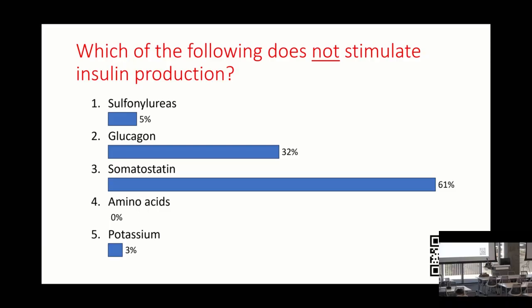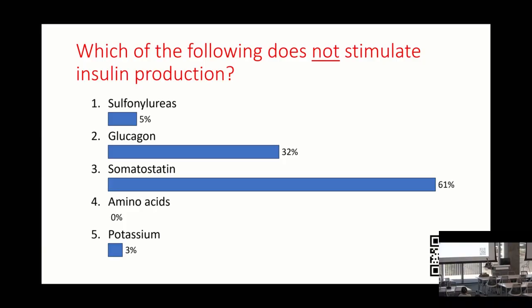And as a matter of fact, somatostatin inhibits insulin and glucagon secretion. So that's one of the actions of somatostatin. One thing you should remember is that somatostatin is one of those hormones that kind of shuts down everything, essentially, in the endocrine system. So it does not stimulate insulin production. Sulfonylureas are one of the medications used to treat diabetes. They do stimulate insulin production.